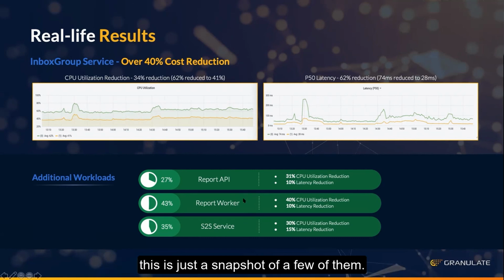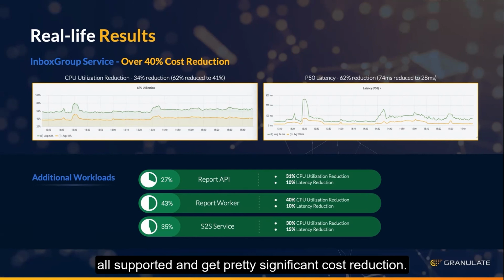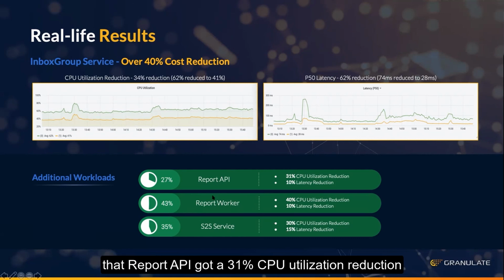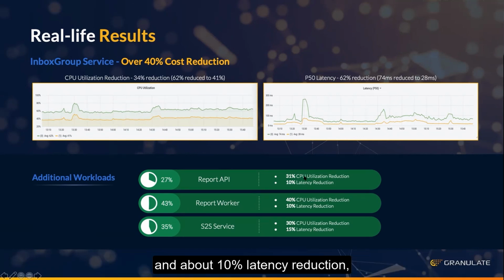Again, additional workload, this is just a snapshot of a few of them. So report API, all of those are written in Python, by the way. Granulate also supports Java, Go, Ruby, Node, all supported and get pretty significant cost reduction. And you can see here that report API got a 31% CPU utilization reduction and about 10% latency reduction.